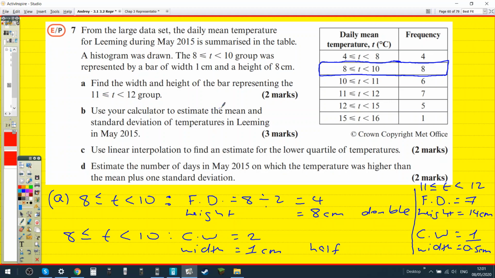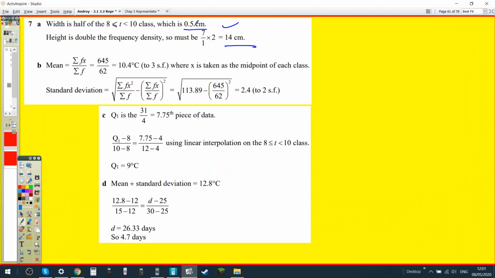Use your calculator to estimate the mean and standard deviation. So we did that before. Linear interpolation to find the lower quartiles. So we did those before. And estimate the number of days was higher. So this is kind of the mean plus 1 standard deviation. So that's just revision from previous ones. Any questions about that? No.